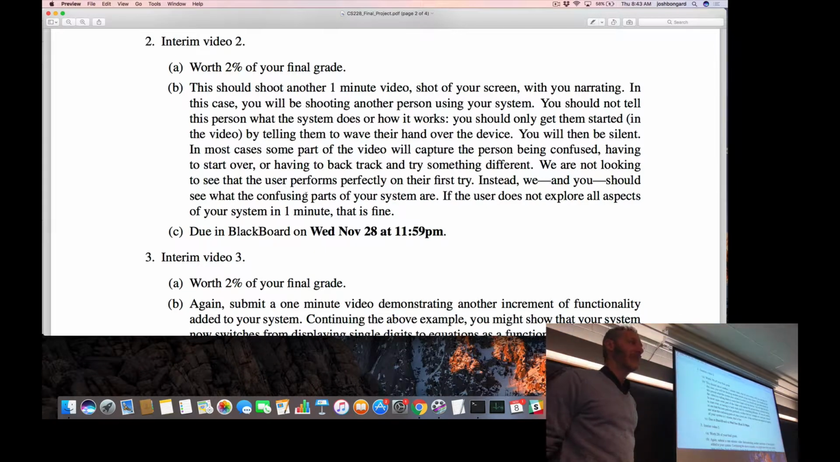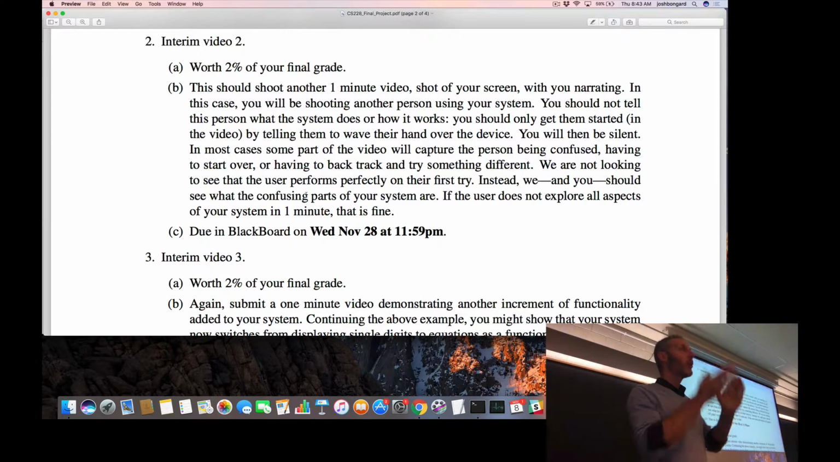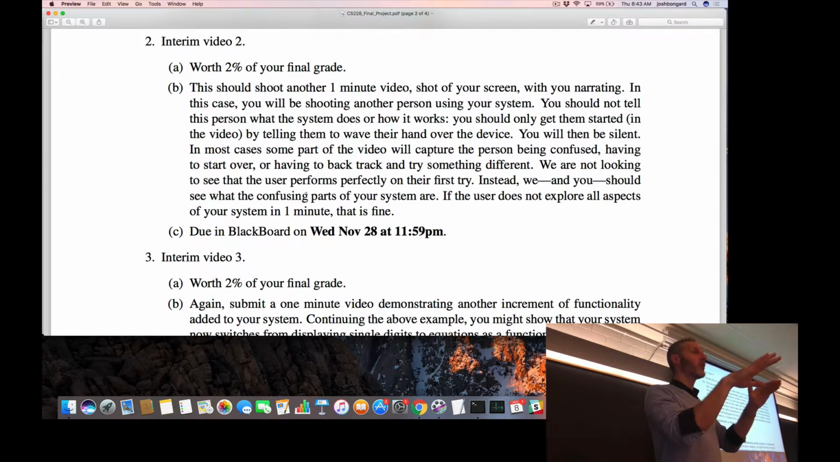We'd like to get the first minute of a naive user using your system for the first time. If you have to reshoot something and so on, that's okay. What we're really looking for here is we're sort of looking through the video through your eyes as the developer. That we and you can clearly see that was clear, that wasn't clear, and so on.